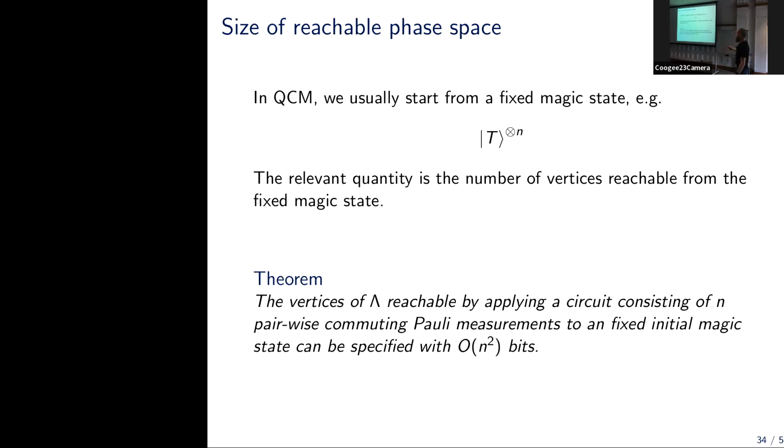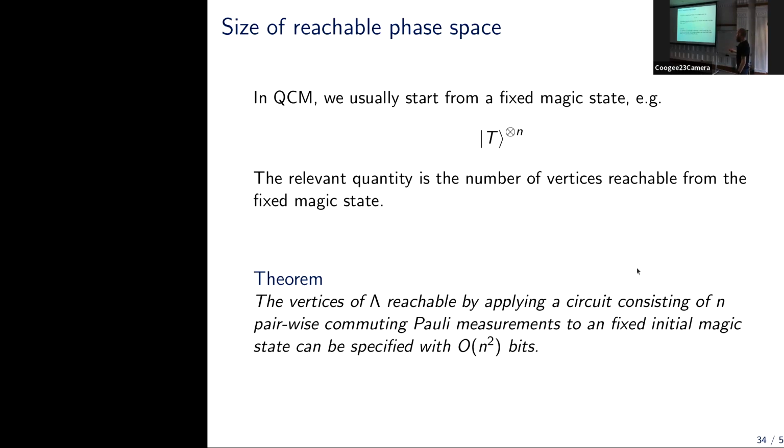So you get a theorem based on this. Supposing you start, you could use a different state, but supposing you start from a product of n T states, the number of vertices of lambda that you can reach by applying a circuit consisting of n pairwise commuting Pauli measurements can be specified with O of n squared bits.